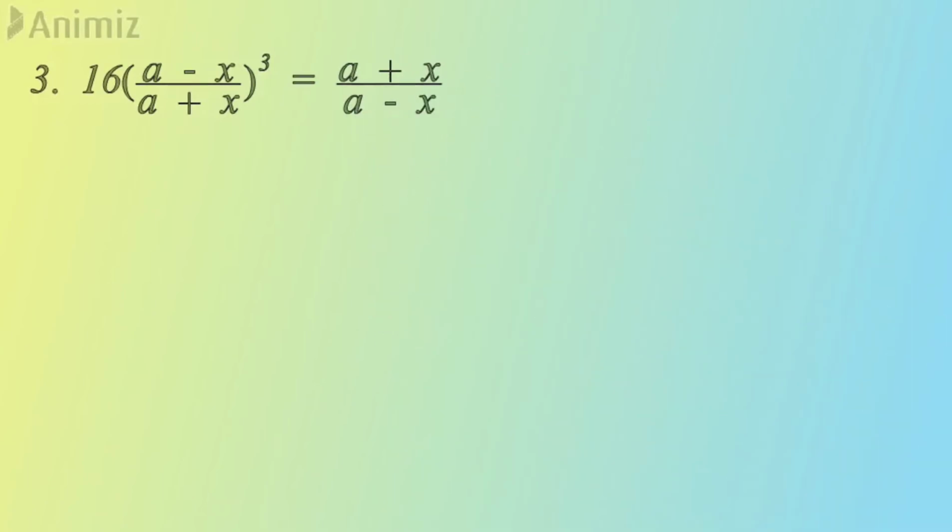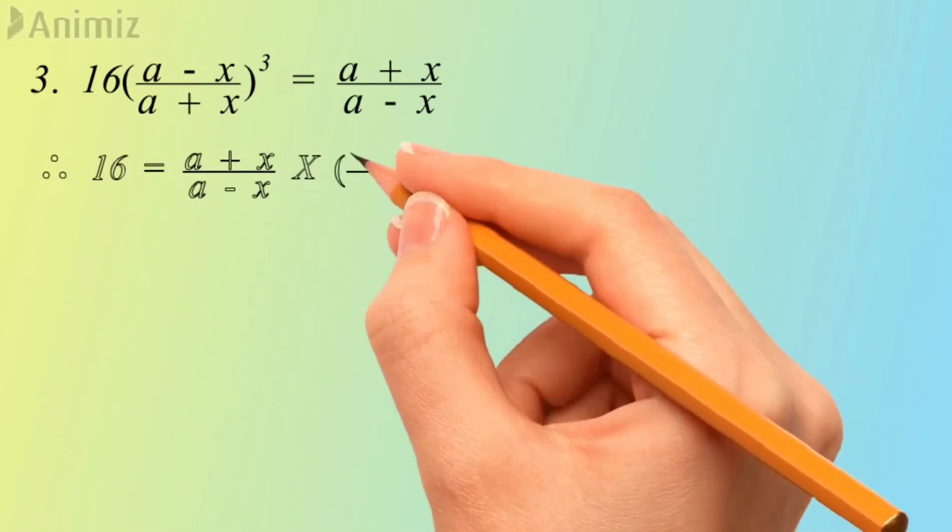Students, let's solve one more sum. Now 16 I have taken on the left hand side along with a minus x upon a plus x, the whole cube. And the right hand side I have taken a plus x upon a minus x. When the cube part from the left hand side is transferred to the right hand side, it gets reciprocal. So you can write it in this way.